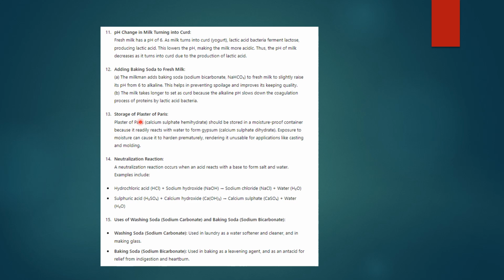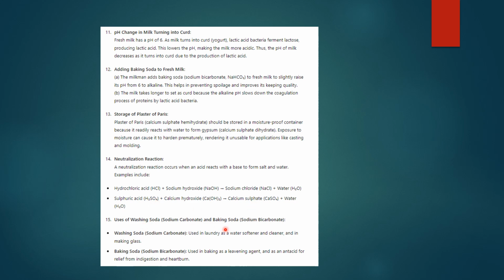Okay. Next is storage of plaster of Paris. It should be stored in a moisture proof container because it reacts with water quickly to form gypsum. You saw that water of crystallization gets added. So you have to keep it in a moisture proof container to avoid any kind of hardening. Next is neutralization reactions. We have studied this many times. Acid plus base gives salt plus water, and here you can give some examples.